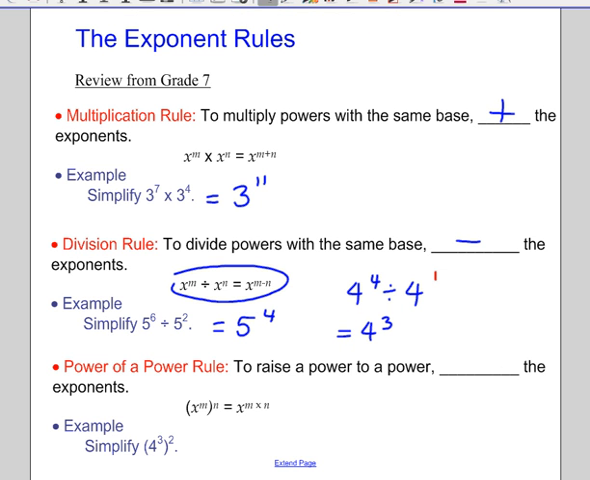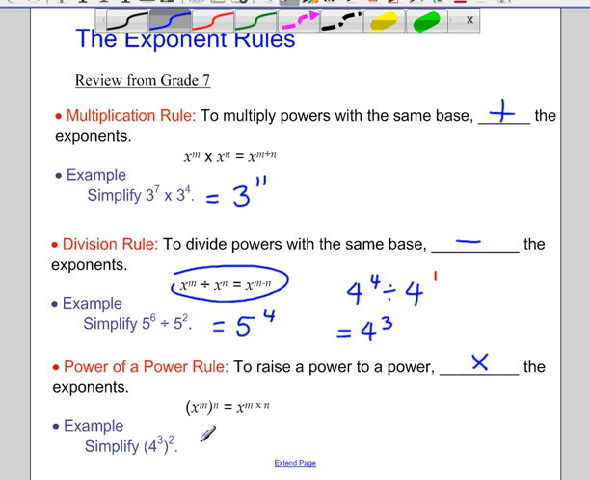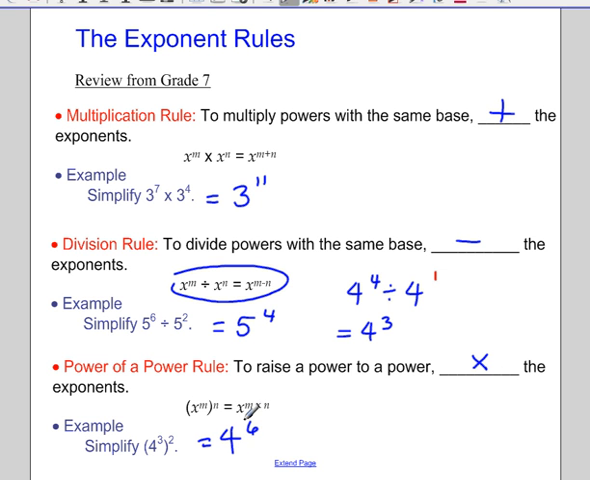And the final rule is called the power of a power rule. That occurs when you're raising a power to another power. And in this case, you multiply the exponents. Again, it's written in mathematical language at the bottom. And the example, 4 to the 3 raised to the exponent of 2, will become 4 to the 6 because 3 times 2 is equal to 6. Now, depending on what the question asks you to do, you might just be leaving your answer in exponential form like we did for these. Sometimes you'll be asked to evaluate. If you're asked to evaluate, that means get the answer.